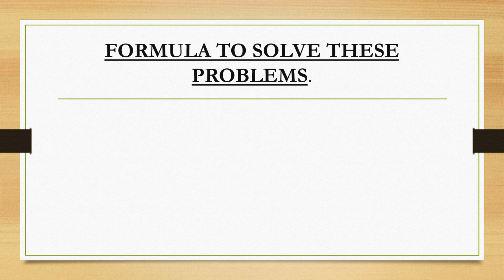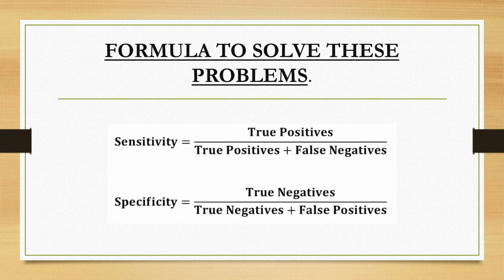Now, the formula to solve these problems is pretty simple and basic. For sensitivity, it's true positives divided by the true positives plus the false negatives. And for specificity, it's true negatives divided by true negatives plus false positives.